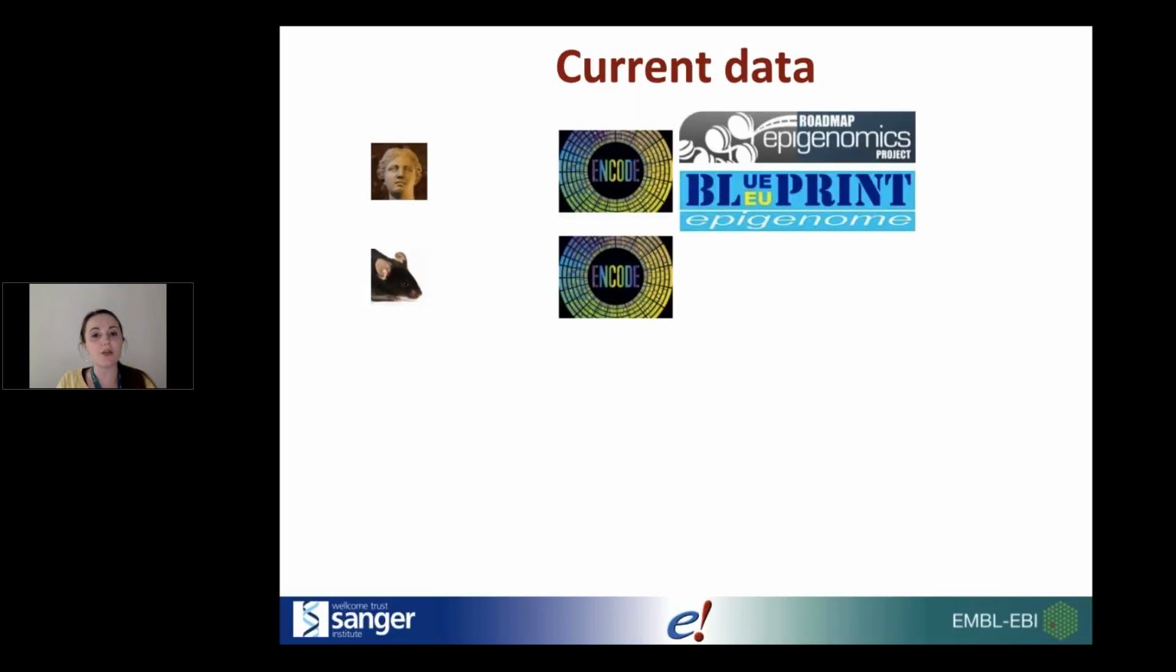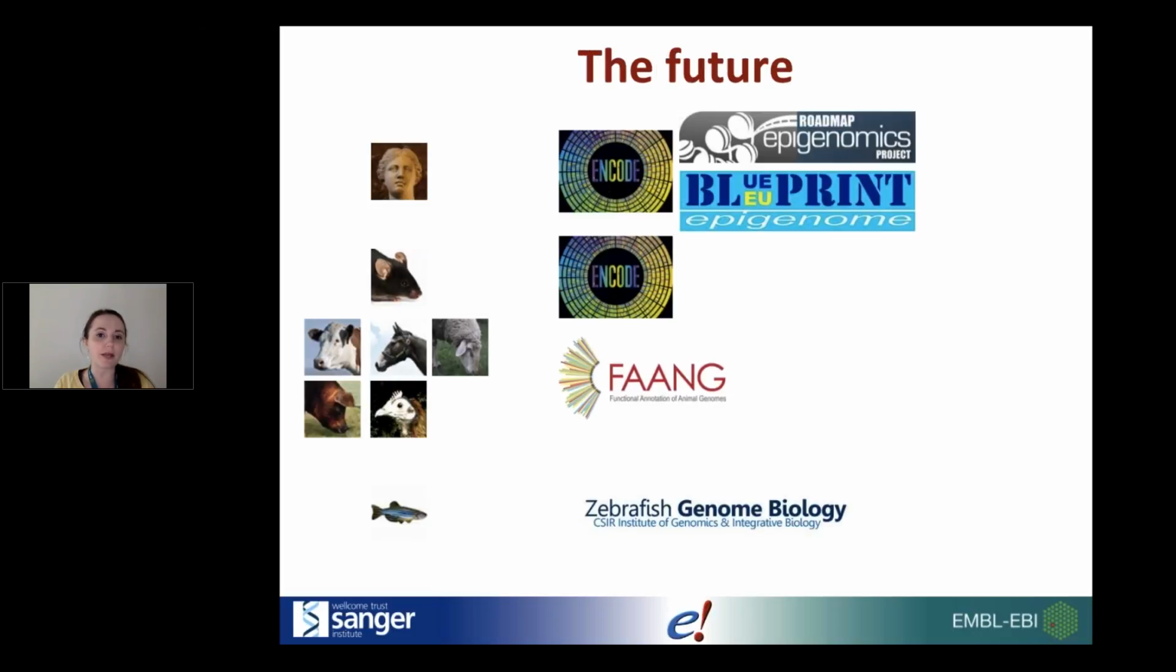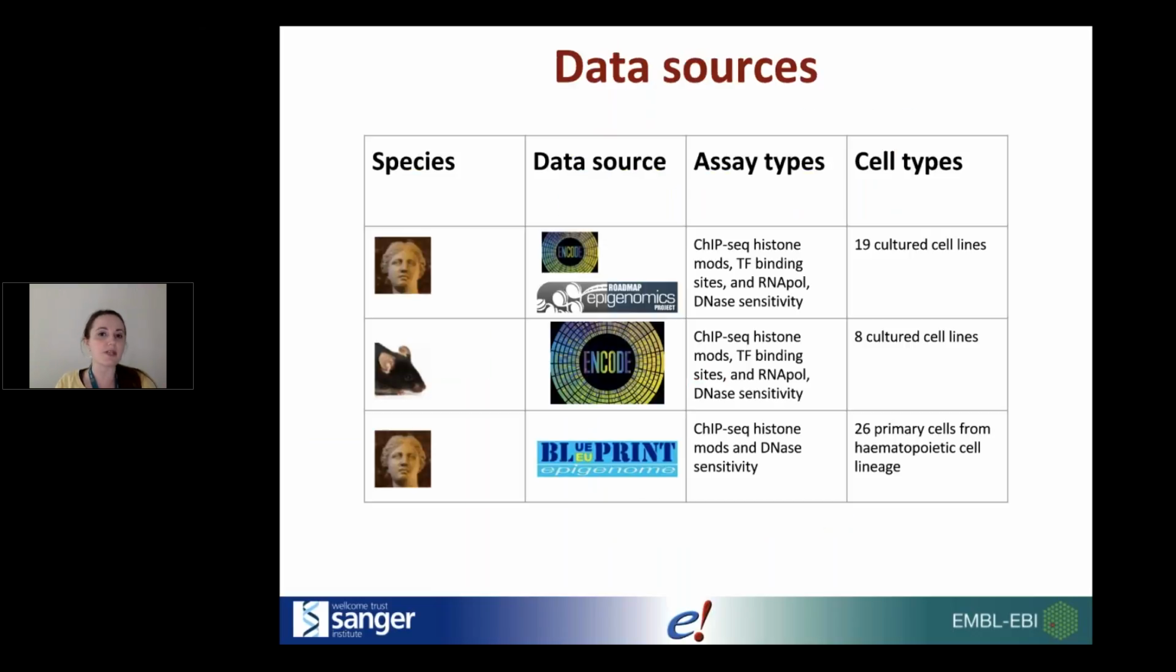Currently, we have data in human from ENCODE, from Roadmap Epigenomics, and from Blueprint. In mouse, we have data from ENCODE, so we don't produce any of this data ourselves. We pull it all in from different external sources. And in the future, we plan to get data. We're part of the FANG consortium, who are looking to do similar kinds of experiments with different agricultural livestock animals. And there's also a zebrafish project underway as well. So if we look at the data sources that we have, so we have data from ENCODE and Roadmap Epigenomics in humans.